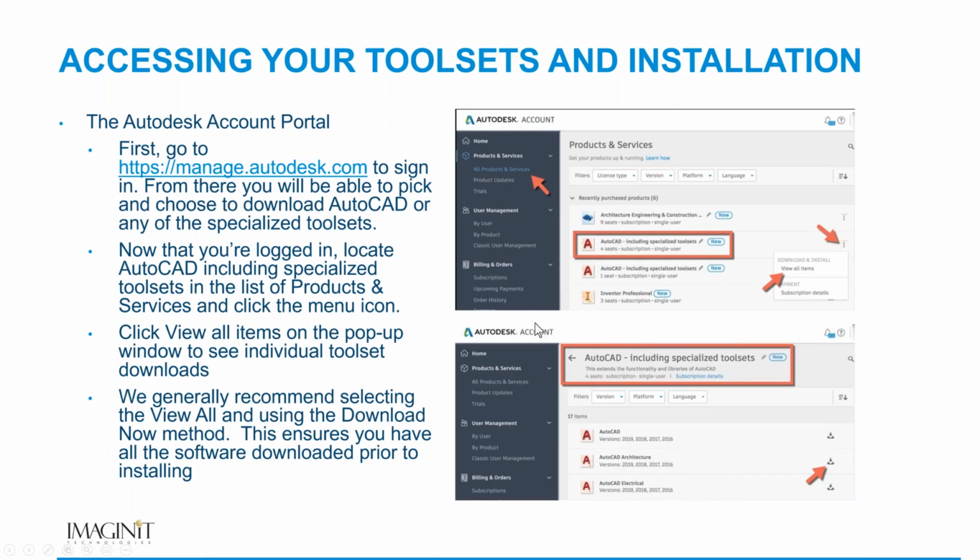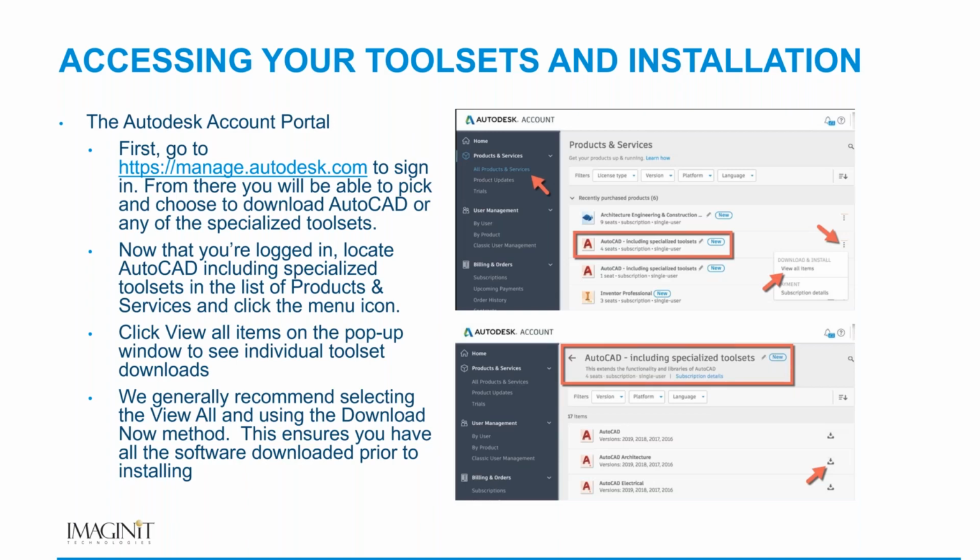Now, locate that, click on the download button, and you can, I'd say, use the download now method. This ensures you have all the... yes, Plant 3D is a separate install and a separate program from AutoCAD MEP. But what I want you guys to understand here is that your AutoCAD including specialized tool sets, all of it is built off of core AutoCAD. So AutoCAD core functionality is installed no matter which one of these pieces you install.